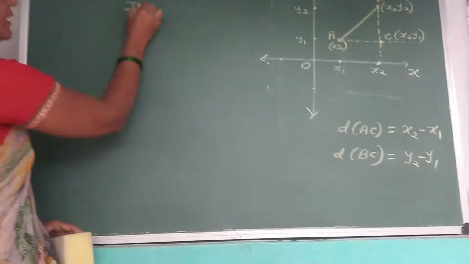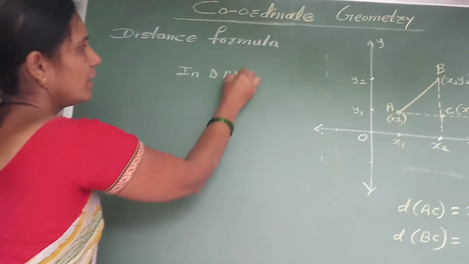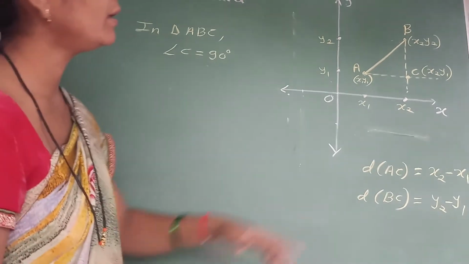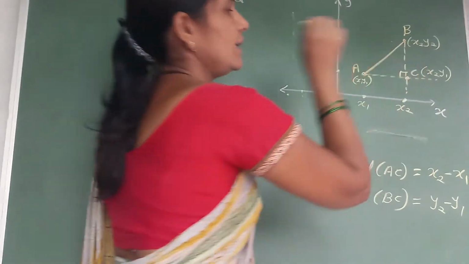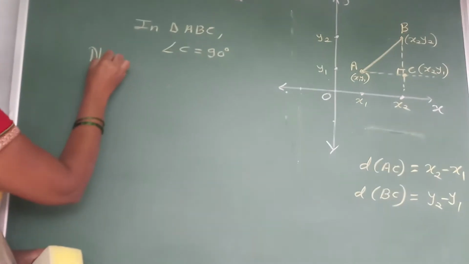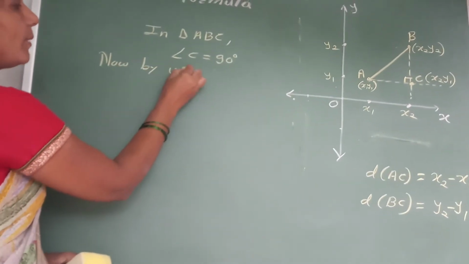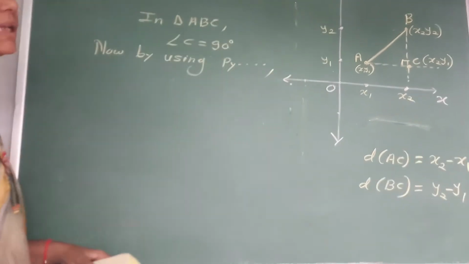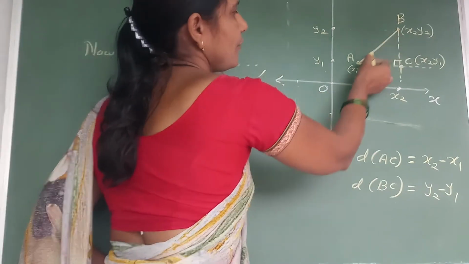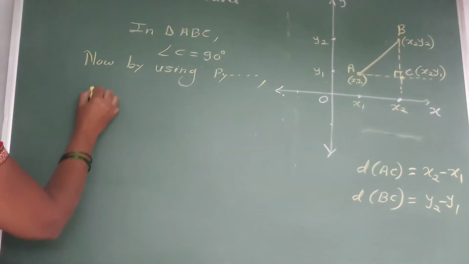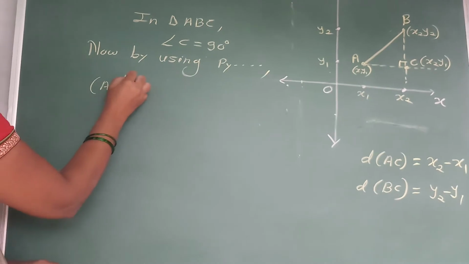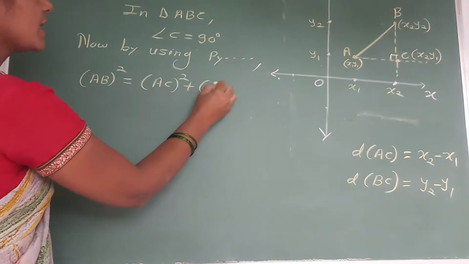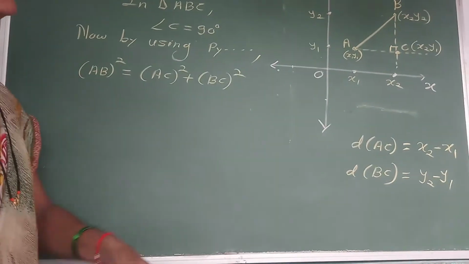Now in triangle ABC, angle C is 90. Here angle C is 90. Now by using Pythagoras theorem, you know Pythagoras theorem. What is Pythagoras theorem? Hypotenuse is AB. AB square is equal to AC square plus BC square. This is Pythagoras theorem.